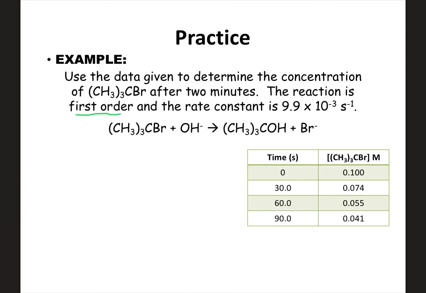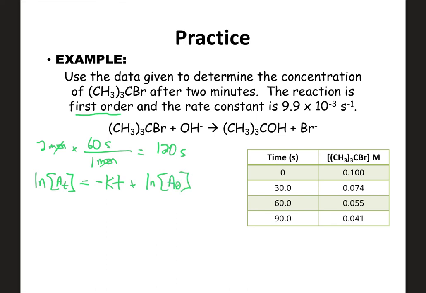I'm opting to convert the time. So if I take 2 minutes here, all right, we know that there's 60 seconds for every 1 minute. So our time here, when our minutes cancel, will be 120 seconds. We have to have our units of time and the rate constant matching so they cancel. So we already said we know we're using the natural log version of the equation. Natural log of the concentration at a particular time is going to be equal to negative kt plus natural log of the concentration at time 0 here.